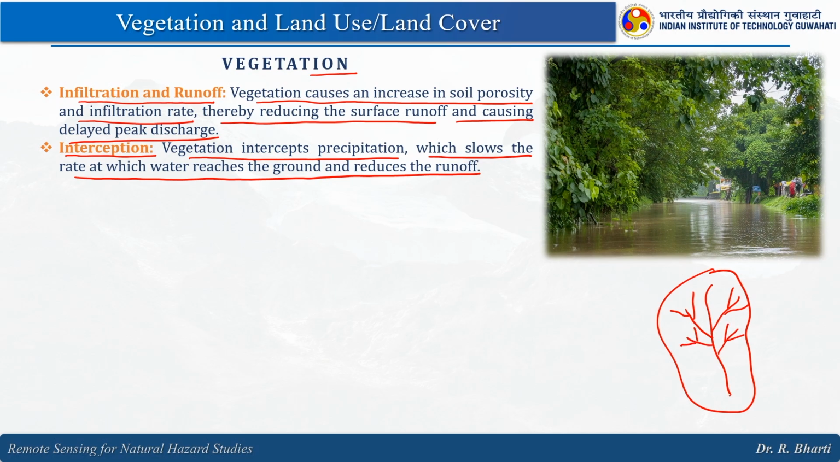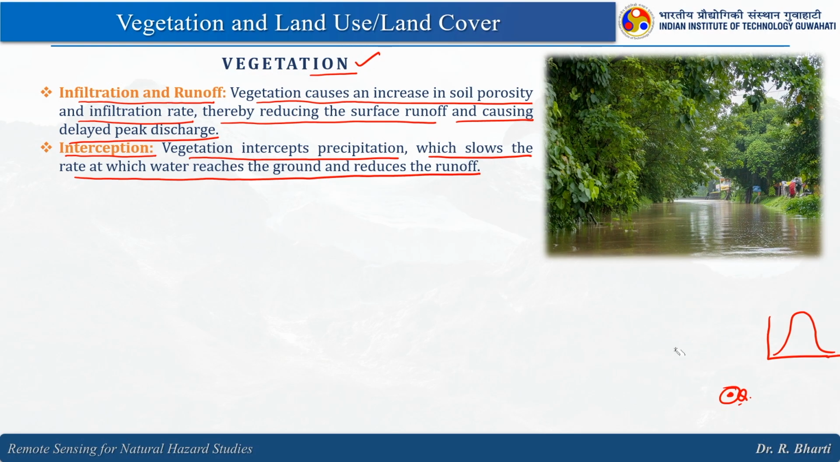So, where do we measure the discharge? Here, right, and then we try to make this curve. Now, when we try to see the response to a precipitation and at what rate the discharge has taken place here, the vegetation will have the major role because it will delay the process.